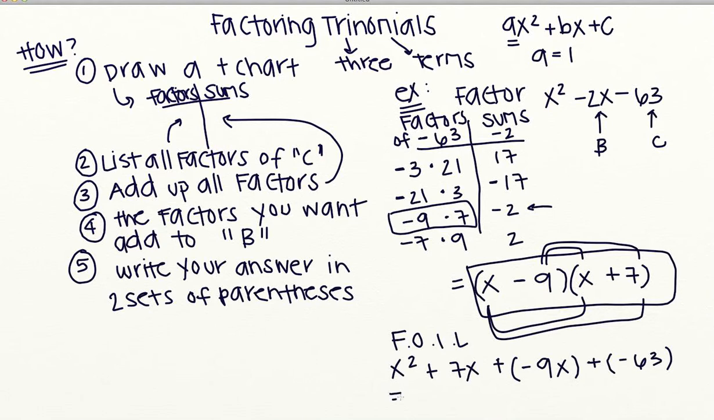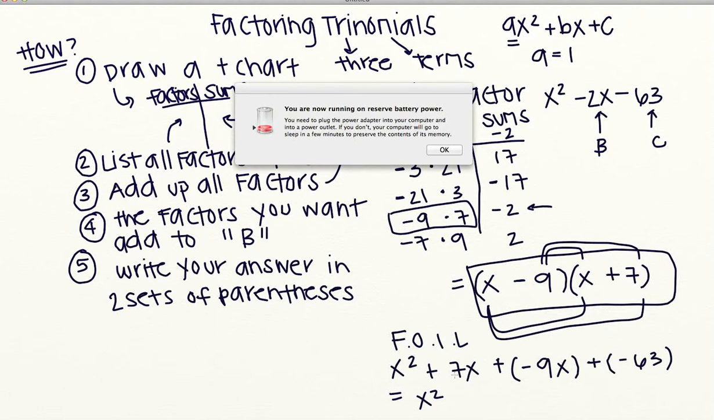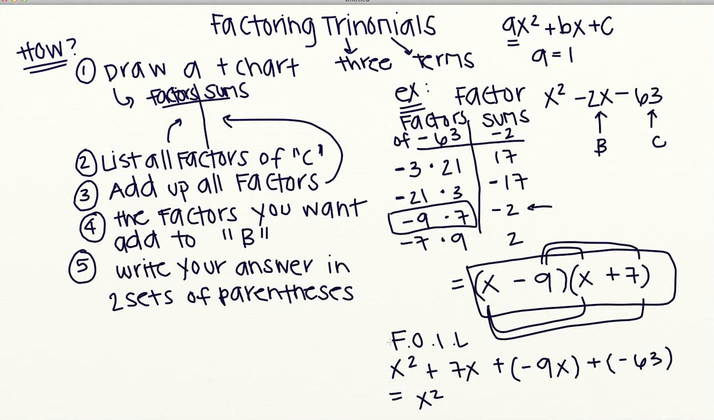So now let's simplify this, make sure I did it right. I have an x squared plus 7, plus 7 minus 9, that's a minus 2x. So far so good. And then a plus minus 63 is a minus 63. And then I look, is that the problem that I started out with? It definitely is. So I know that I factored it right.